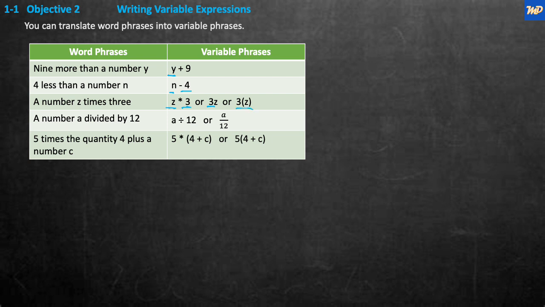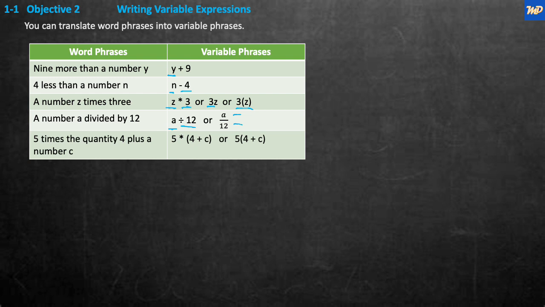How about a number divided by 12? Well, a is a number, a variable number. They say a number. They're not giving you the number. They're telling you some number. We don't know. You make it up yourself. It's a number. And we're going to give it a variable name. A divided by 12. Or the other way we write it as a fraction is a over 12.